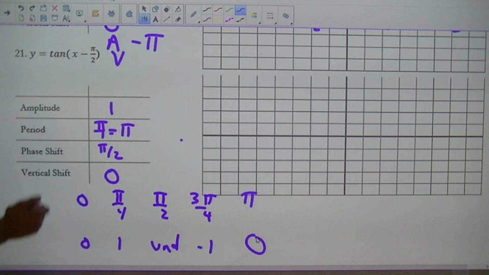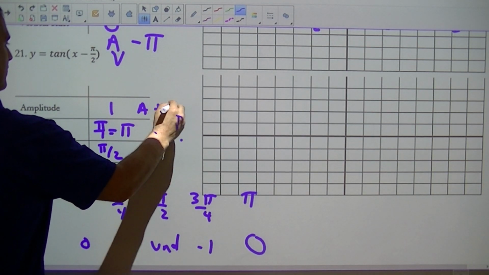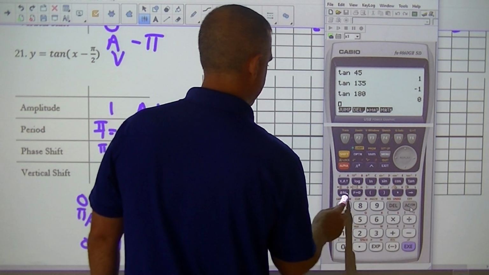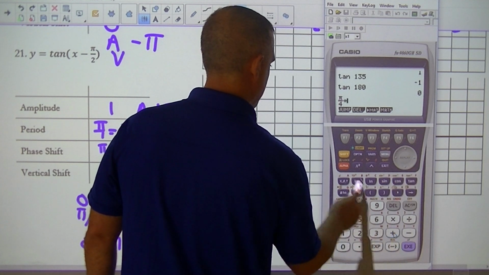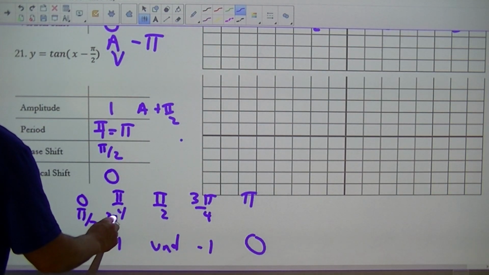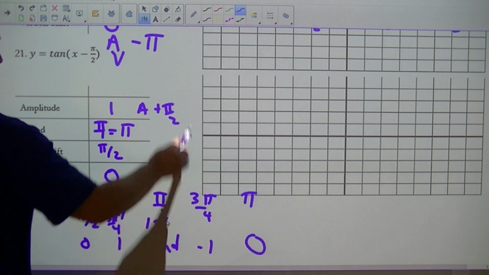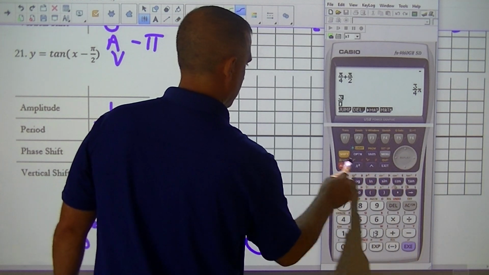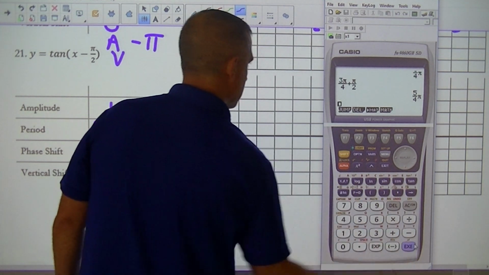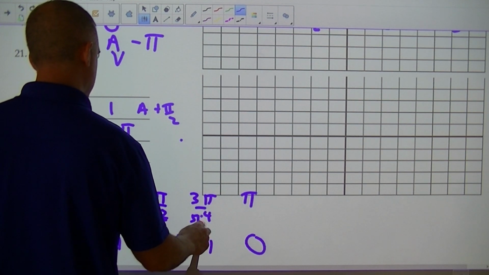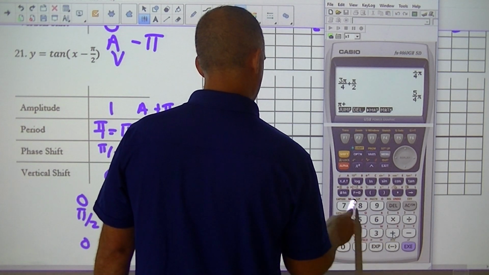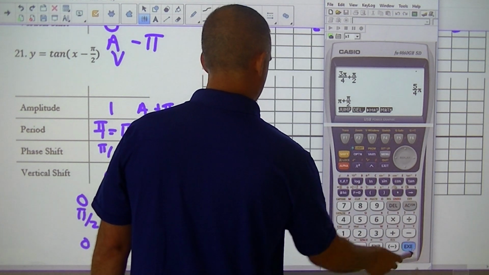Okay? Now, the only thing that's going to happen to our angles, all right, is they're going to be added by pi over 2. So that would be pi over 2 for this one now. Pi over 4 plus pi over 2 would be 3/4 pi. Pi over 2 plus pi over 2 would be 1 pi. 3 pi over 4. Pi over 4. Pi over 2.